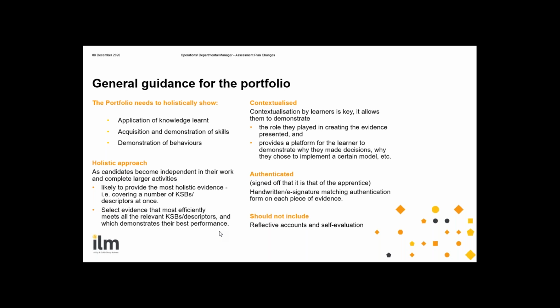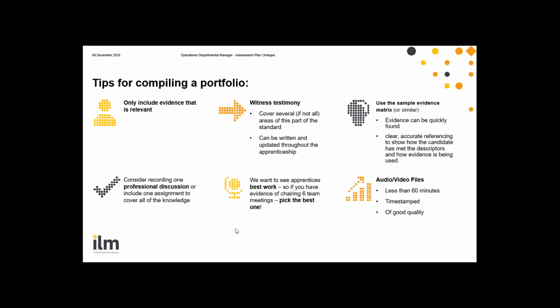Okay, so make sure it's contextualised. It allows them to demonstrate the role that they've played. It's got to be very clear that the learner, the apprentice, has demonstrated the KSBs, and it helps them to move that forward. It needs to be authenticated, and as we've already said, should not include reflective accounts and self-evaluation, with that particular exception that Juicy's already gone into.